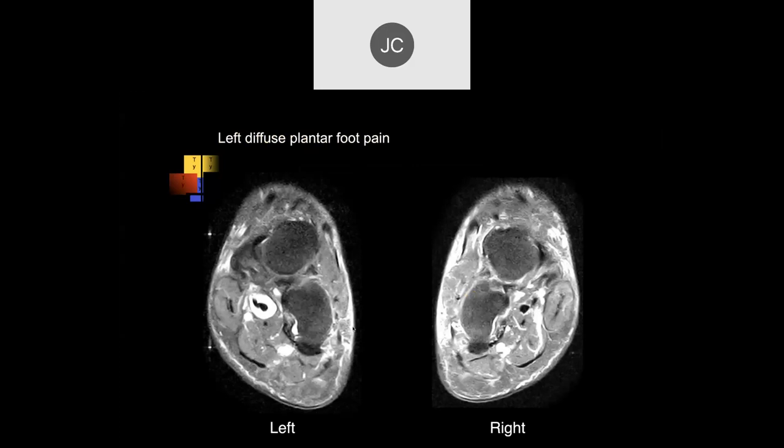And here, the symptomatic side is the left. The asymptomatic side is over here on the right. And here we can see fluid surrounding the flexor hallucis longus and flexor digitorum longus tendons where they cross at the knot of Henry. So it's also called the flexor tendon intersection syndrome or jogger's foot.